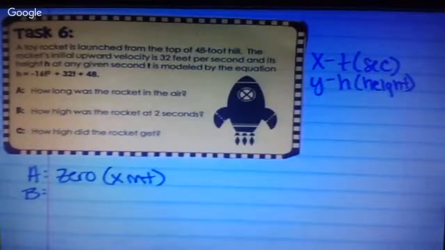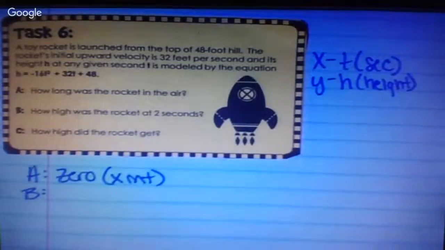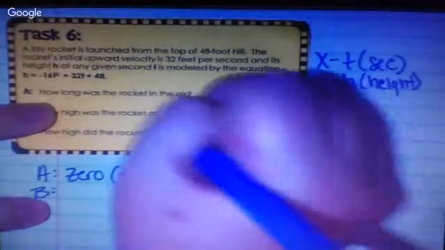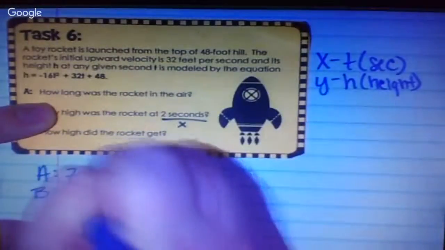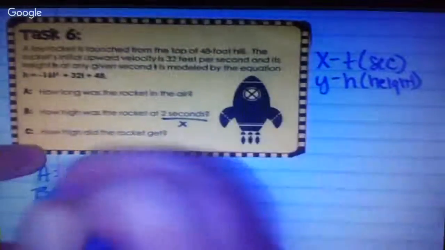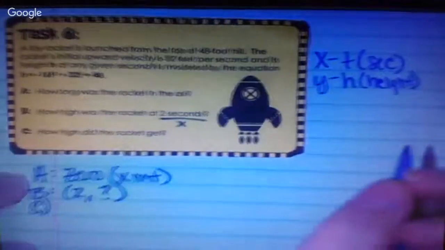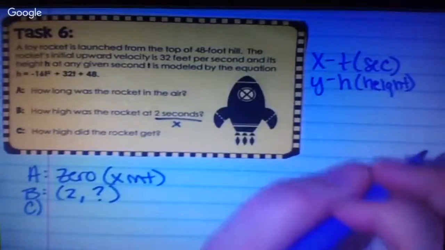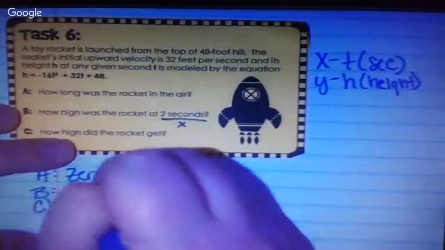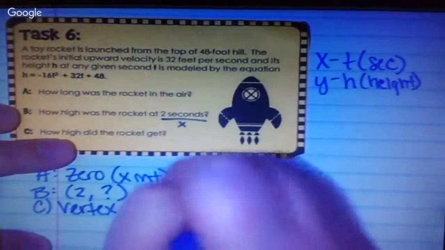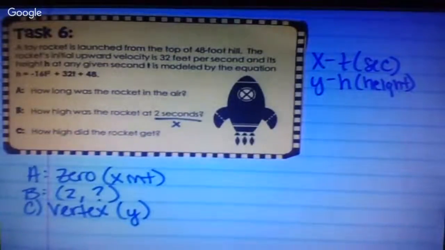B, how high was the rocket at 2 seconds? You're looking for your Y. Your X is 2. We're looking for my Y when my X is 2. They tell you what your X is. So 2 comma what? And C, how high did the rocket get? The Y of the vertex. So 0, 2 comma whatever, and the Y part of your vertex.